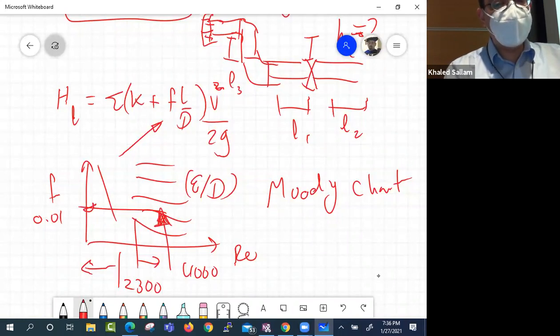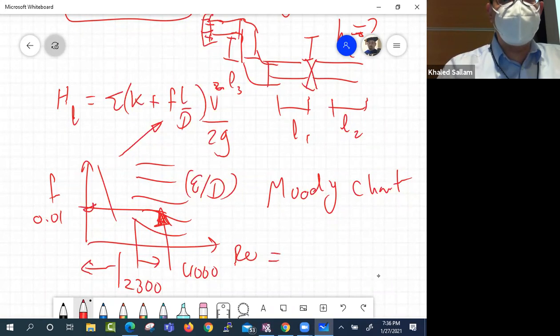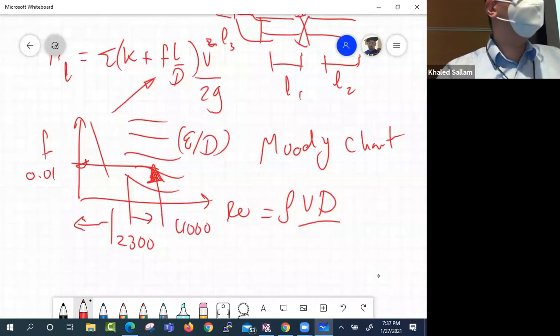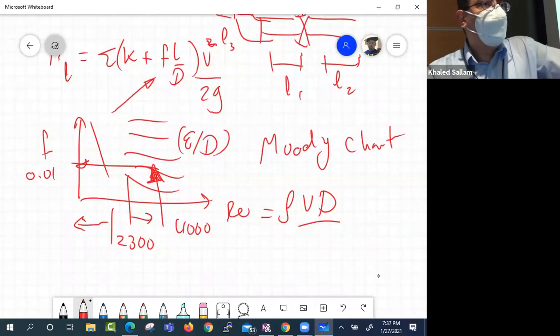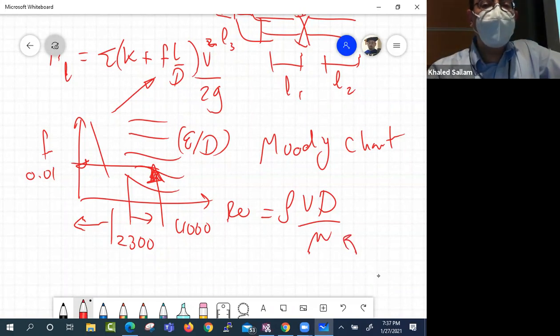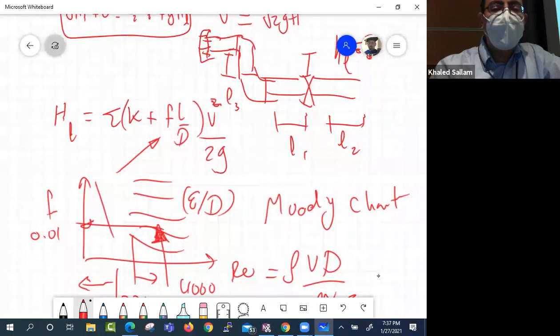Once you figure out what your pipe is and what your Reynolds number is, which by the way, what's the Reynolds number? Rho multiplied by V multiplied by the diameter divided by, help, what's the Reynolds number? The most important thing in fluid mechanics ever. Mu, the viscosity, correct. Rho V D over mu, that's the Reynolds number. So you know the velocity, that allows you to calculate the Reynolds number, that allows you to calculate the f, and that will allow you to calculate the losses.